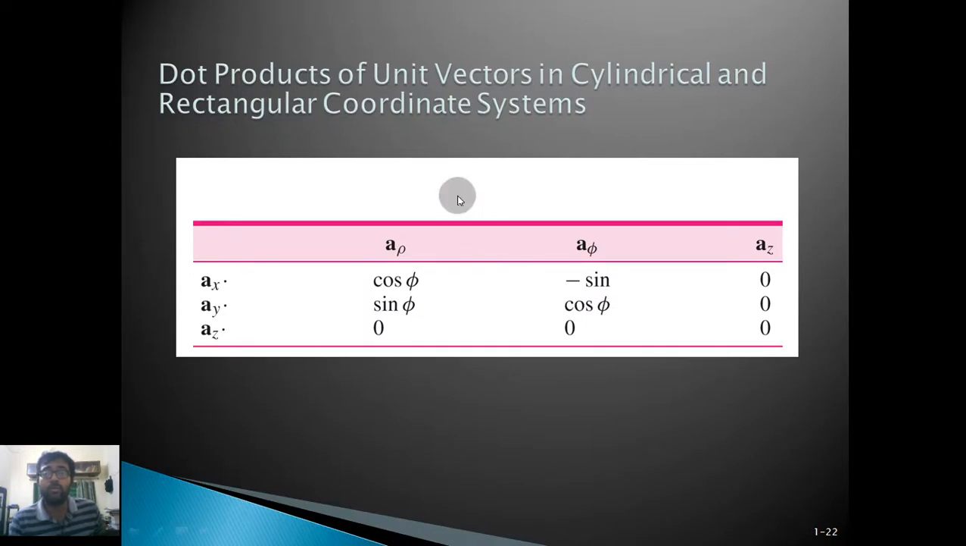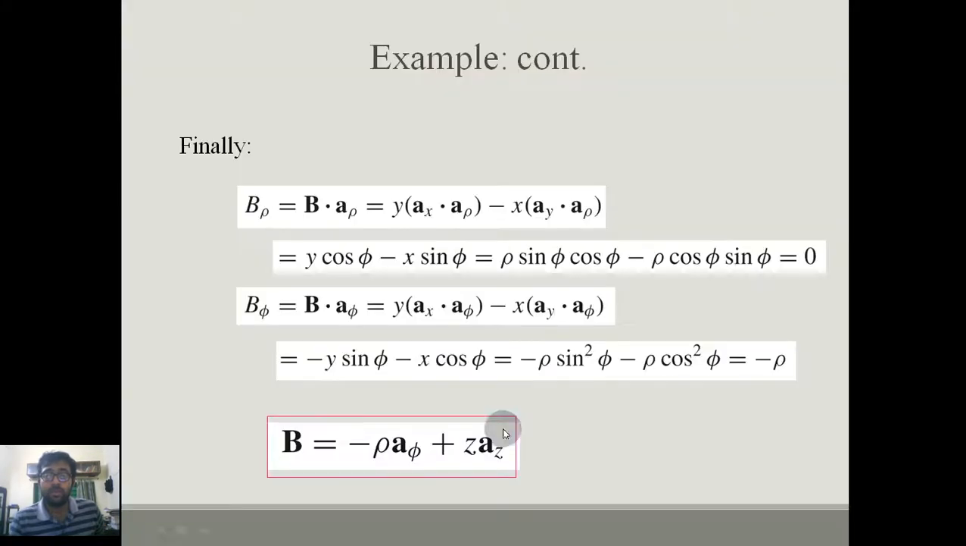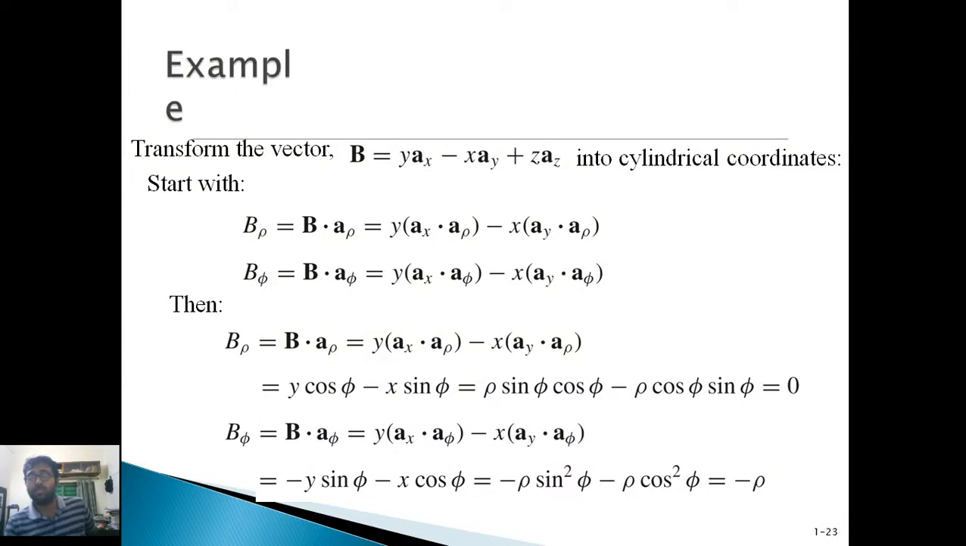And these are the dot products of unit vectors in the cylindrical and rectangular coordinate systems. For example, a_y dot a_rho is equal to sin phi, and vice versa. These are the list. So this is the last example: how to transform the vector v.